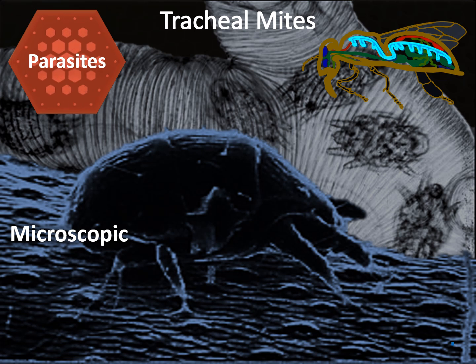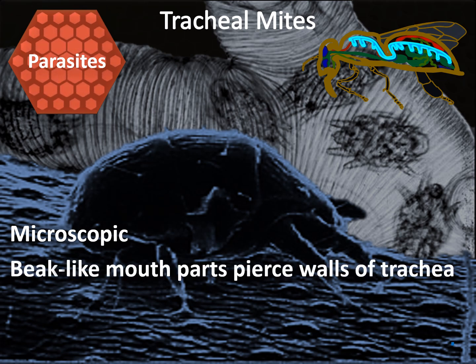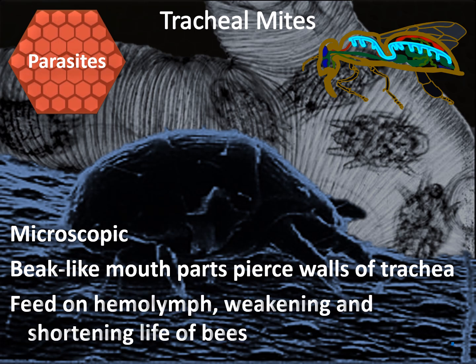They're microscopic. You can only find them and be sure that you have discerned them if you open up a bee and examine its trachea and look for scarring or presence of mites. They have beak-like mouth parts that pierce the wall of the trachea, and they feed on the hemolymph, weakening and shortening the life of the bees.